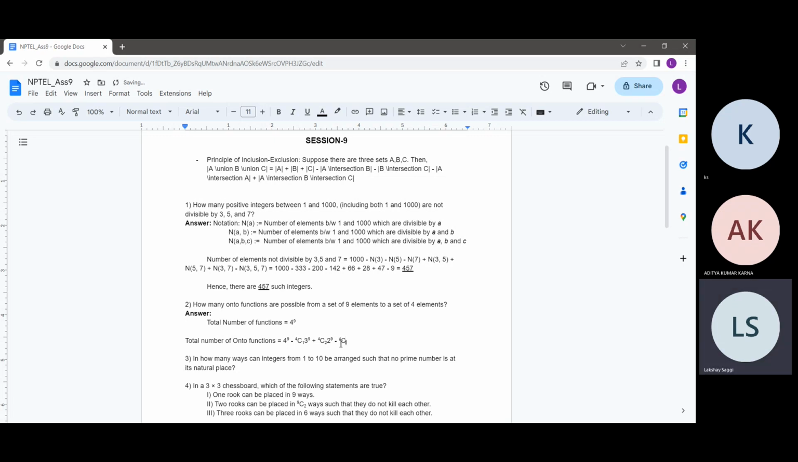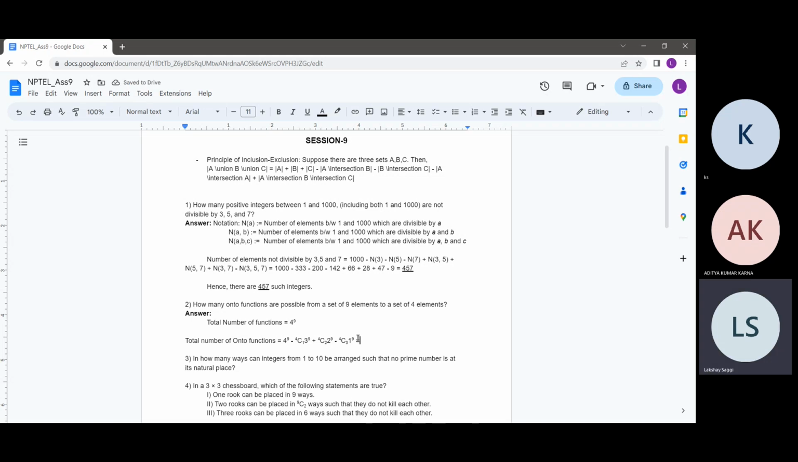So this will come out to 4C3 ways. Suppose E1, E2, E3 were not mapped. So now only E4 can be mapped. So there will be only one choice for each of these nine elements. So this will come out to 1 to the power 9. So this will be the answer.